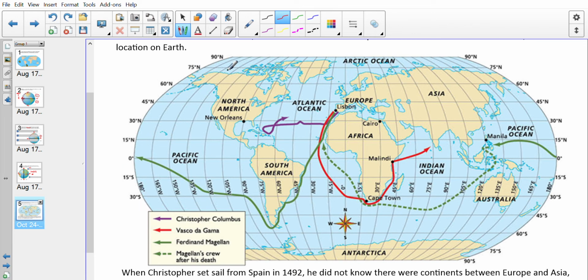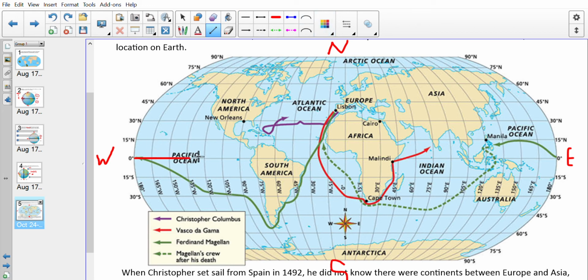So on this map you can see that there are our lines of longitude, which run north to south. Here's our compass down here if we need it also. And then we have our lines of latitude that run east to west. And on this map, we can also see our 0 degree marker, which is the equator that runs at 0 degrees.